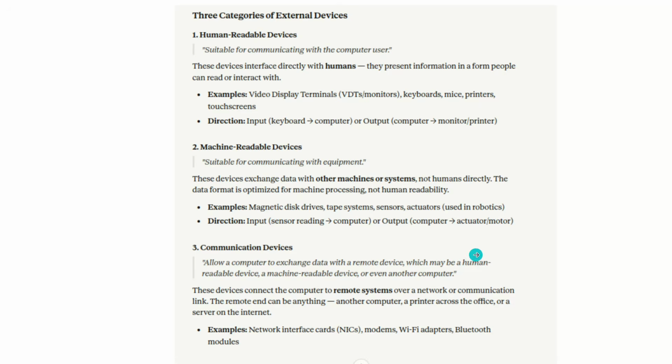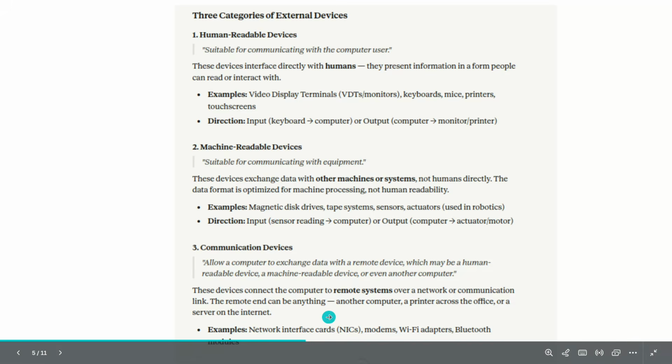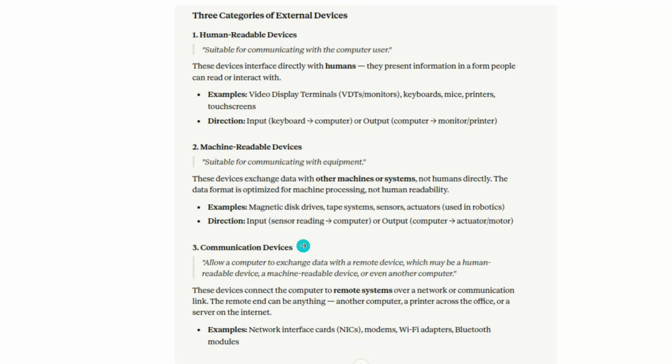That can be a human-readable device, a machine-readable device, or even other computers. So the remote end can be anything. These devices connect the computer to a remote system over a network or communication link. So communication devices would connect this computer to a remote system through this network or communication link.